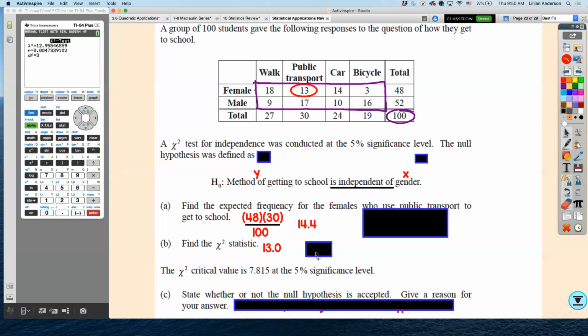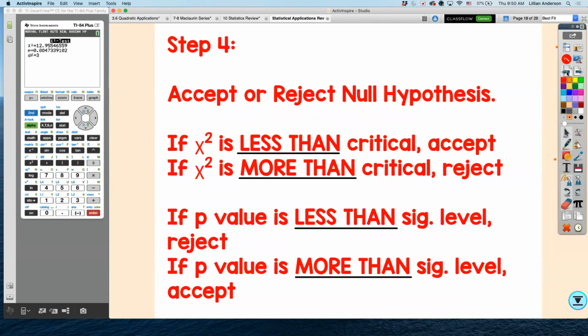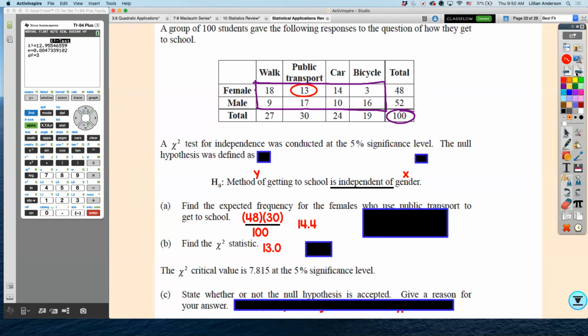Now, luckily, we're given the critical value to be 7.815 at a 5% significance level. If the critical value is not given to us, we would need to use the p-value and test it against the significance level. But since we are given the critical value, compare it to the chi-square test statistic. Am I going to accept or reject? Reject. I'm going to reject because the chi-squared is more than the critical value.